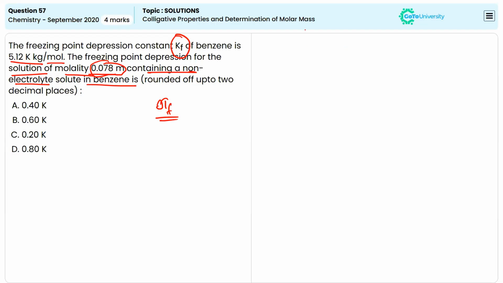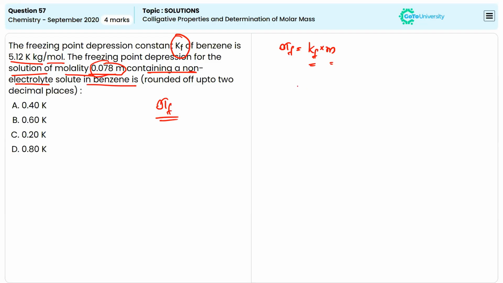When you add a non-volatile solute into a pure solvent, usually the boiling point of the solvent increases and the freezing point decreases. So here you are adding a non-volatile solute and the freezing point is decreasing. We have the equation delta Tf is equal to Kf times m. Here Kf is the freezing point depression constant, m is the molality. The Kf value is given, that is 5.12, and molality is also given, that is 0.078.